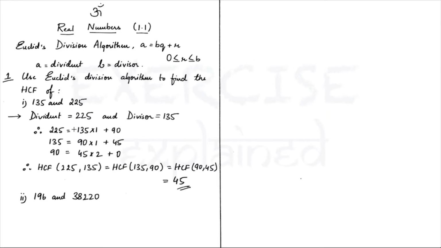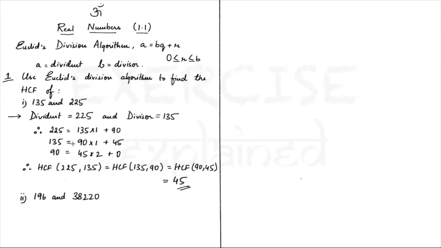270. So 270 is definitely much more than 225. So it will be 1 time, plus we will subtract, that is 225 minus 135, which gives us 90. So 90 is going to come as the remainder. Now the divisor becomes the dividend, that is 135 comes here, and the remainder becomes the divisor.